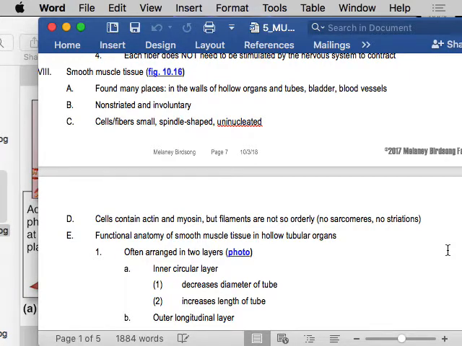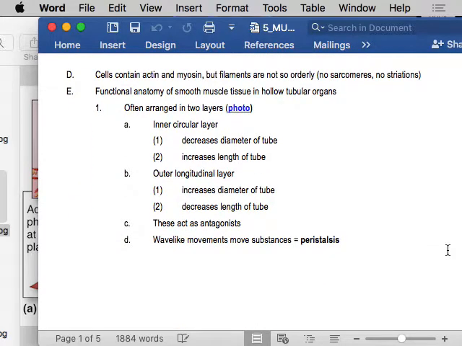So it contains actin and myosin, but there are no true sarcomeres. They look similar, but not the same as a sarcomere. And so there are no striations. And then you guys remember peristalsis, right? Peristalsis is that sort of coordinated contraction. That's how you get things to move through tubes.